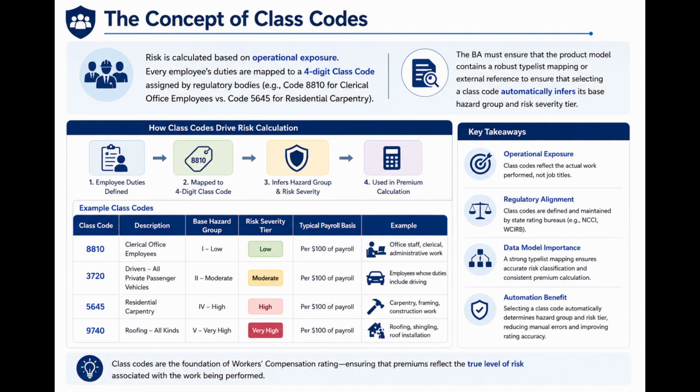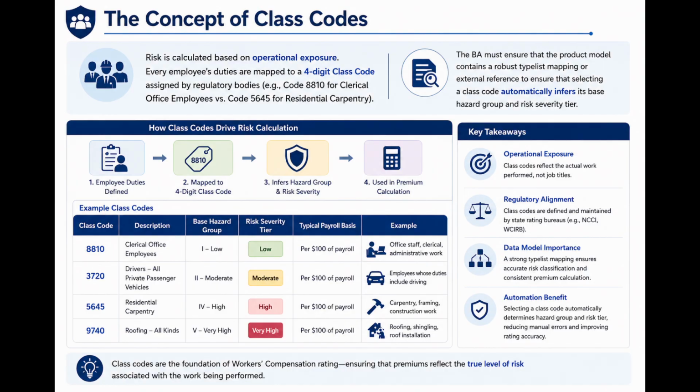When a user selects a specific class code on the covered employee's screen, PolicyCenter must automatically infer cascading attributes. These include the base hazard group, which ranges from categories A through G, and the corresponding risk severity tier. This automation is critical because users should not manually input hazard groups. Instead, the system must utilize the data model to enforce these relationships natively, reducing entry errors and accelerating the quoting process. A business analyst must define the validation rules and cross-classification logic that govern these class codes across different jurisdictions.